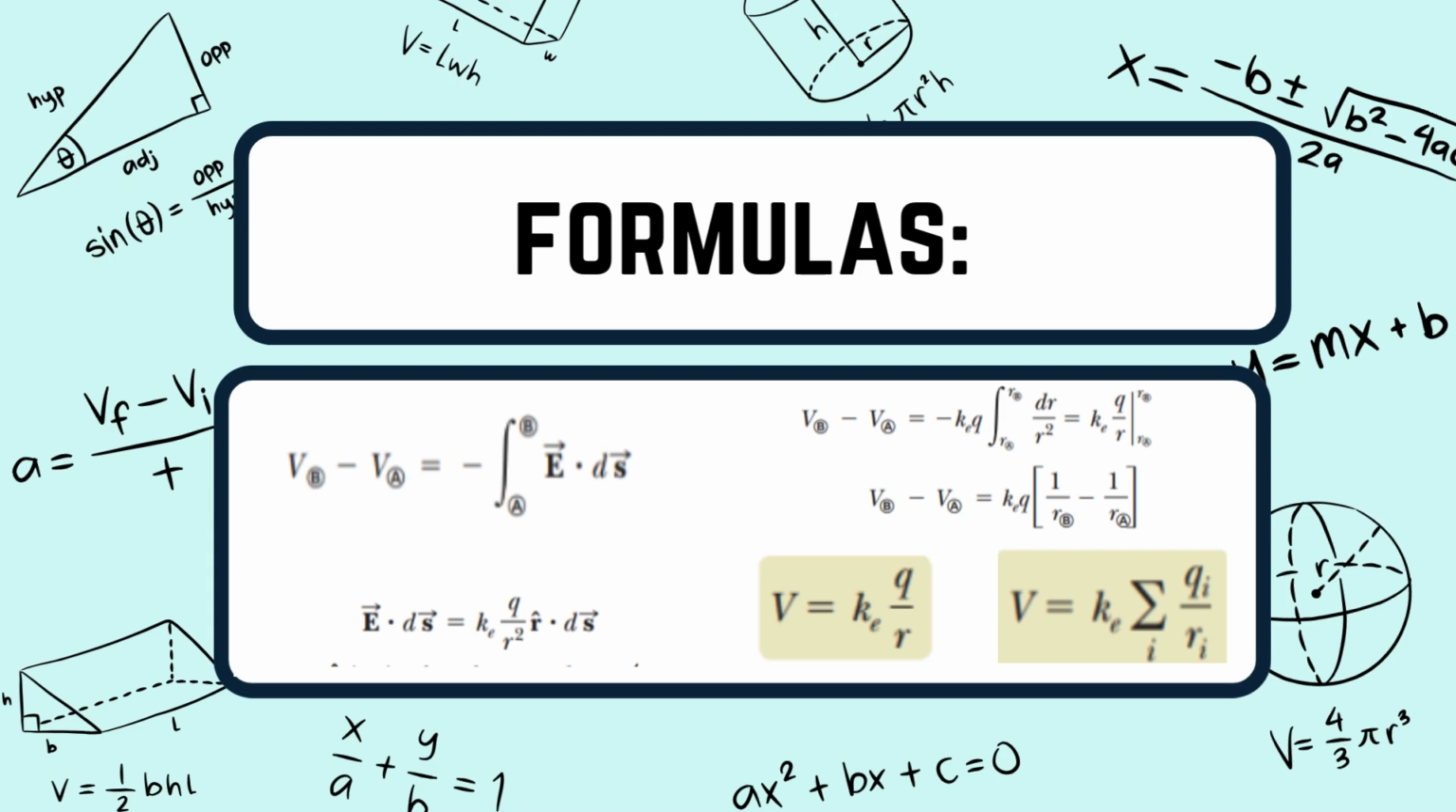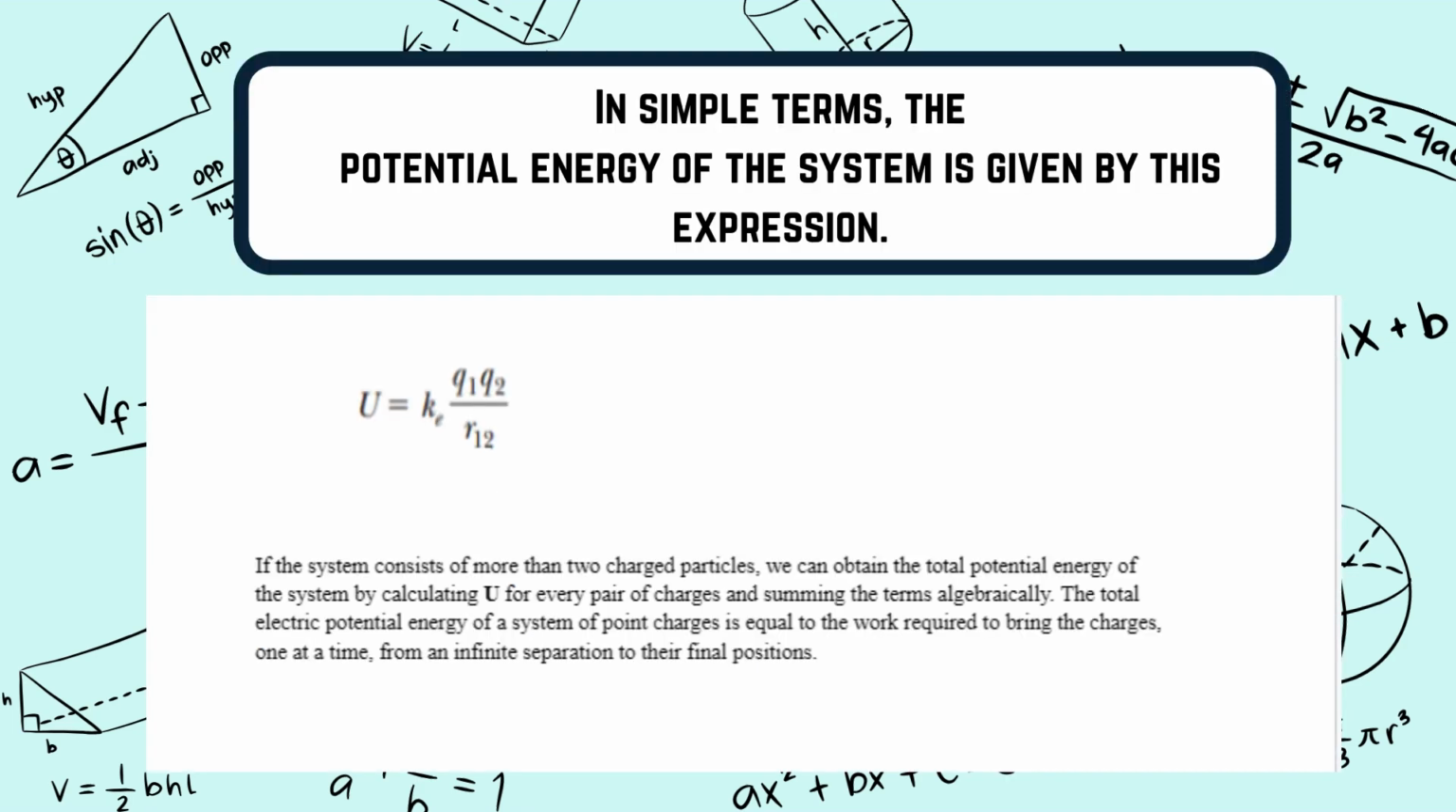And that's R12. In simple terms, the potential energy of the system is given by this expression. So U equals K, or the Coulomb constant, times Q1 and Q2, just the vectors, over R12.